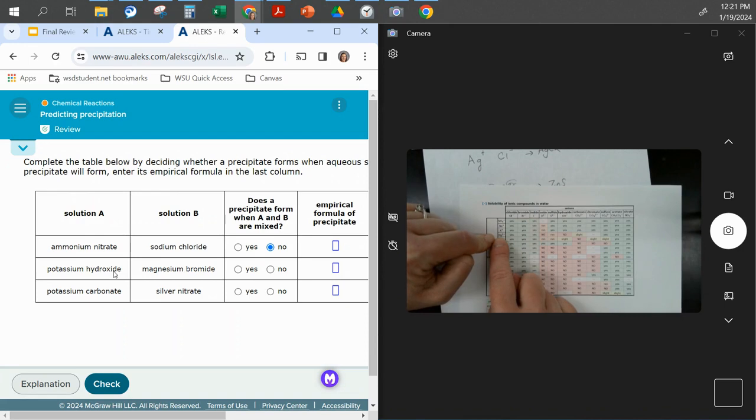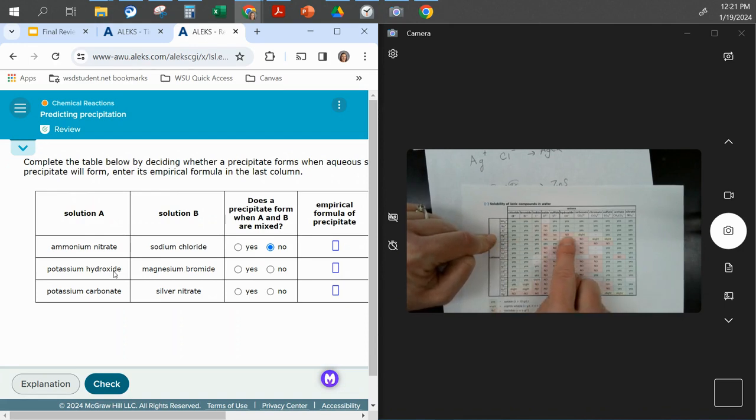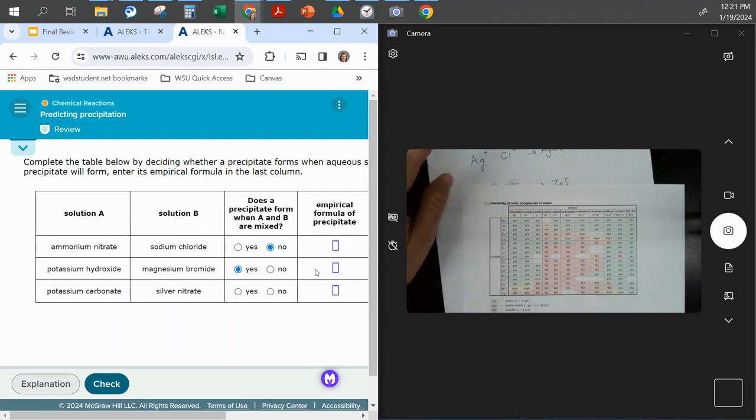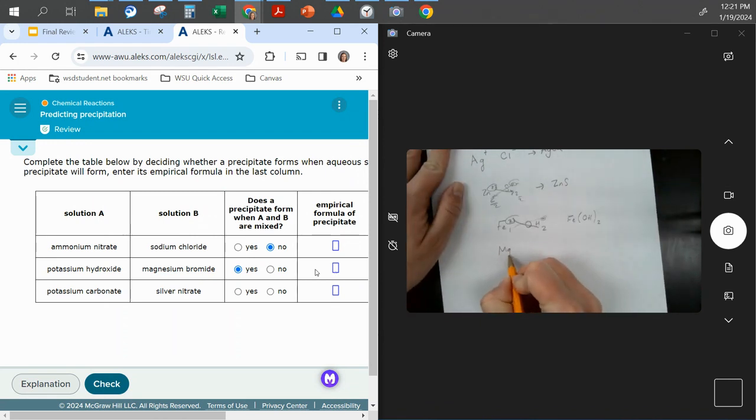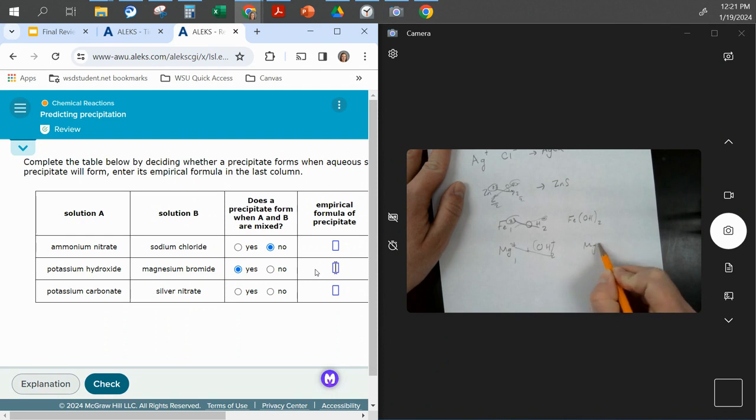Mg and hydroxide. So no, that means it's going to precipitate. So we put yes, it's going to precipitate. It's not soluble. So again, we have Mg, magnesium, plus hydroxide, OH minus. We need 2 hydroxides for 1 magnesium. So Mg(OH)2.